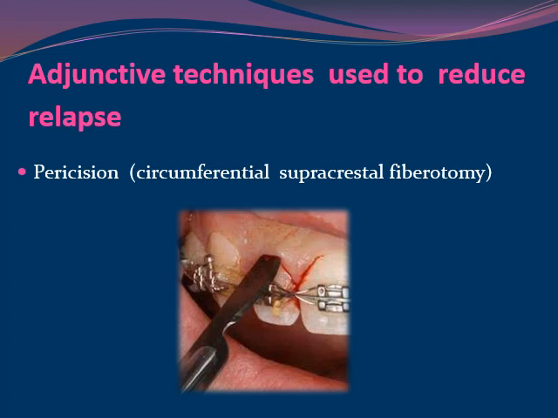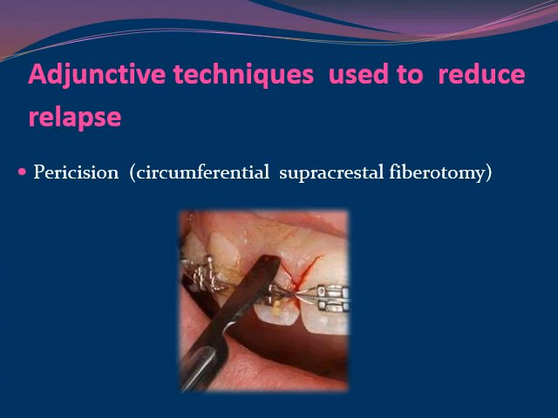Adjunctive techniques used to reduce relapse. These are soft tissue or hard tissue procedures used in addition to the retainers to increase retention and to get more stability. The first technique is pericision, or circumferential supracrestal fibrotomy. We took some information about this technique in the previous slide. Now we will take more details about this technique.